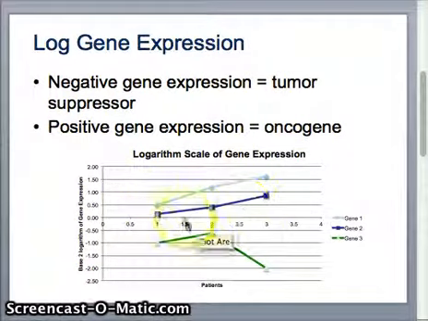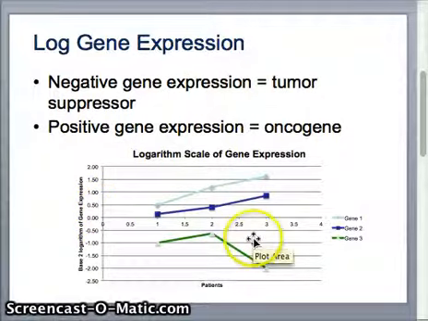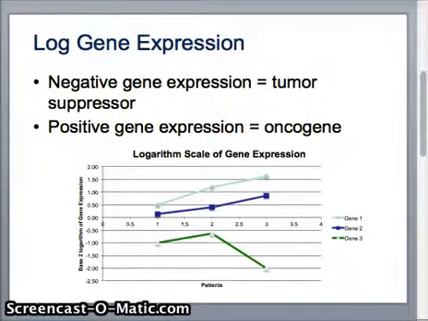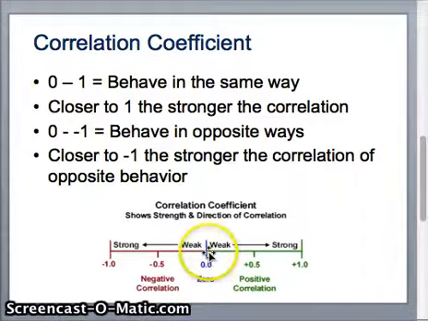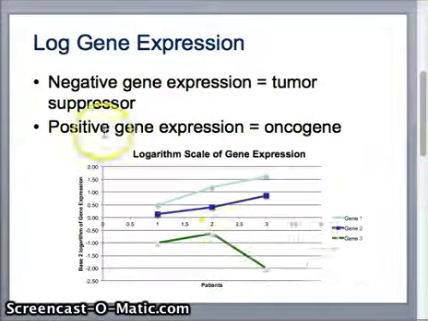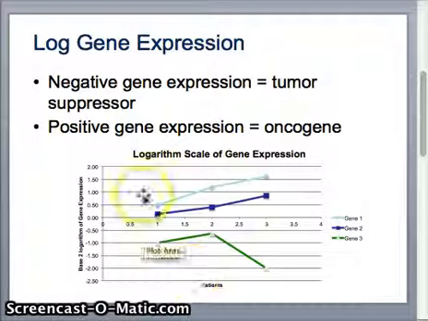So you just need to know that anything above the x-axis here are oncogenes. Anything below are tumor suppressors. So now the correlation coefficient. More numbers you have to remember: 0 to 1. So 0 is no correlation. There's no pattern between the two. These genes are not related. So zero correlation is if none of these genes are related.